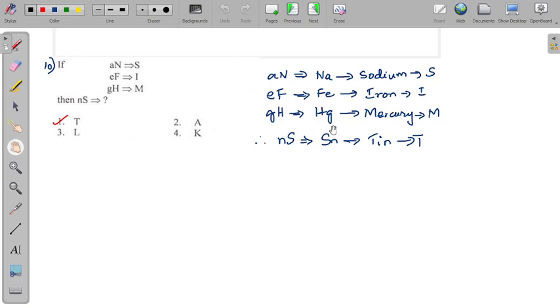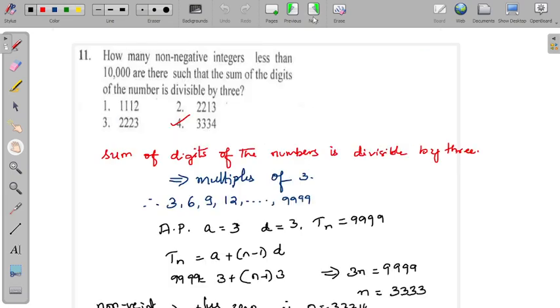GH means Hg, that is mercury, so which gives you M. So NS, we take in the reverse order, Sn, that is tin, so that's why it must be equal to T. It is not related to some logical or analytical skill, it is related to chemistry.